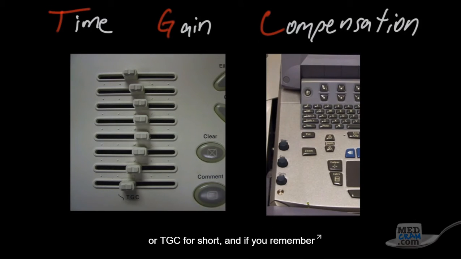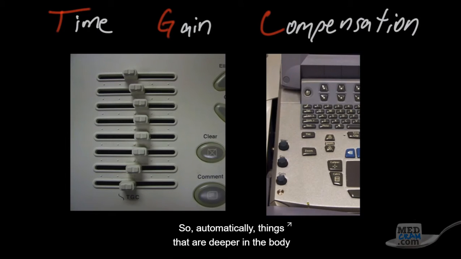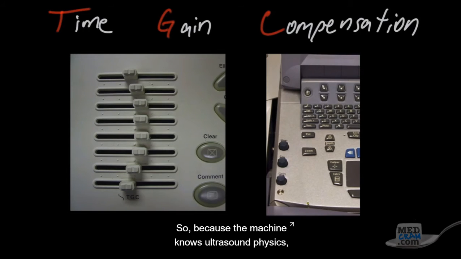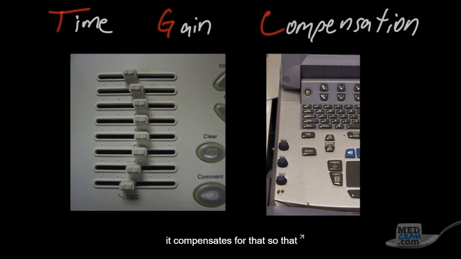And if you remember the principle of attenuation, with distance, the intensity of the sound beam decreases. So automatically, things that are deeper in the body are going to come back with less intense echoes. So if we did not compensate for that, then images would automatically go from bright on the top to dark on the bottom. So because the machine knows ultrasound physics, it compensates for that so that the picture appears homogeneous from top to bottom. But due to various factors, sometimes that time gain compensation does not appear proper.